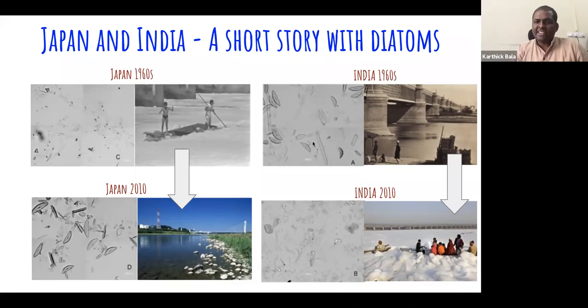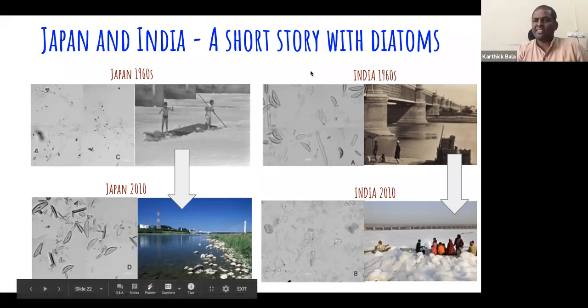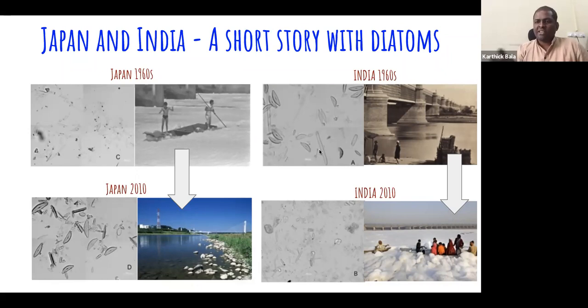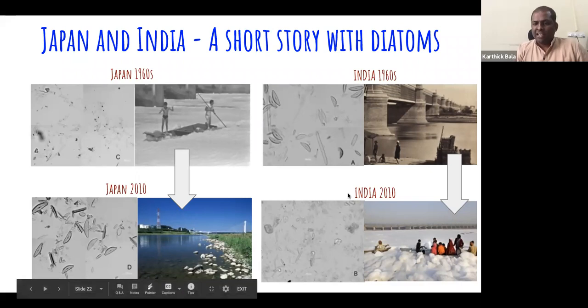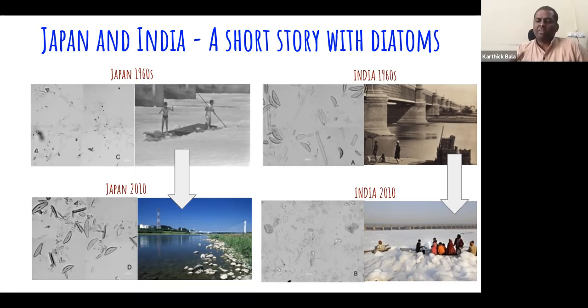In case of India, in the 1960s we had very clean water diatoms, like 2010 diatoms, from the same places in and around Bombay. But currently, all those diatoms are replaced by pollution-tolerant diatoms. So whatever condition the Japanese rivers were in in the 1960s, our rivers are in that condition now.